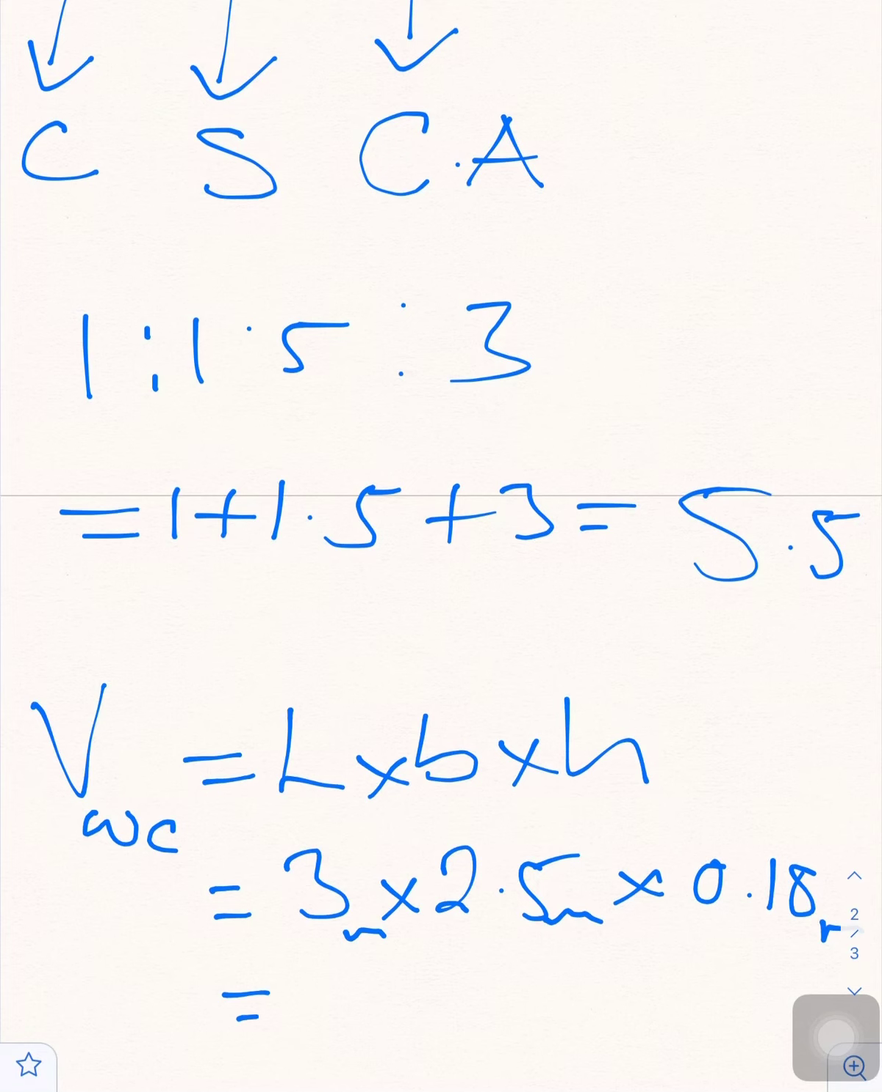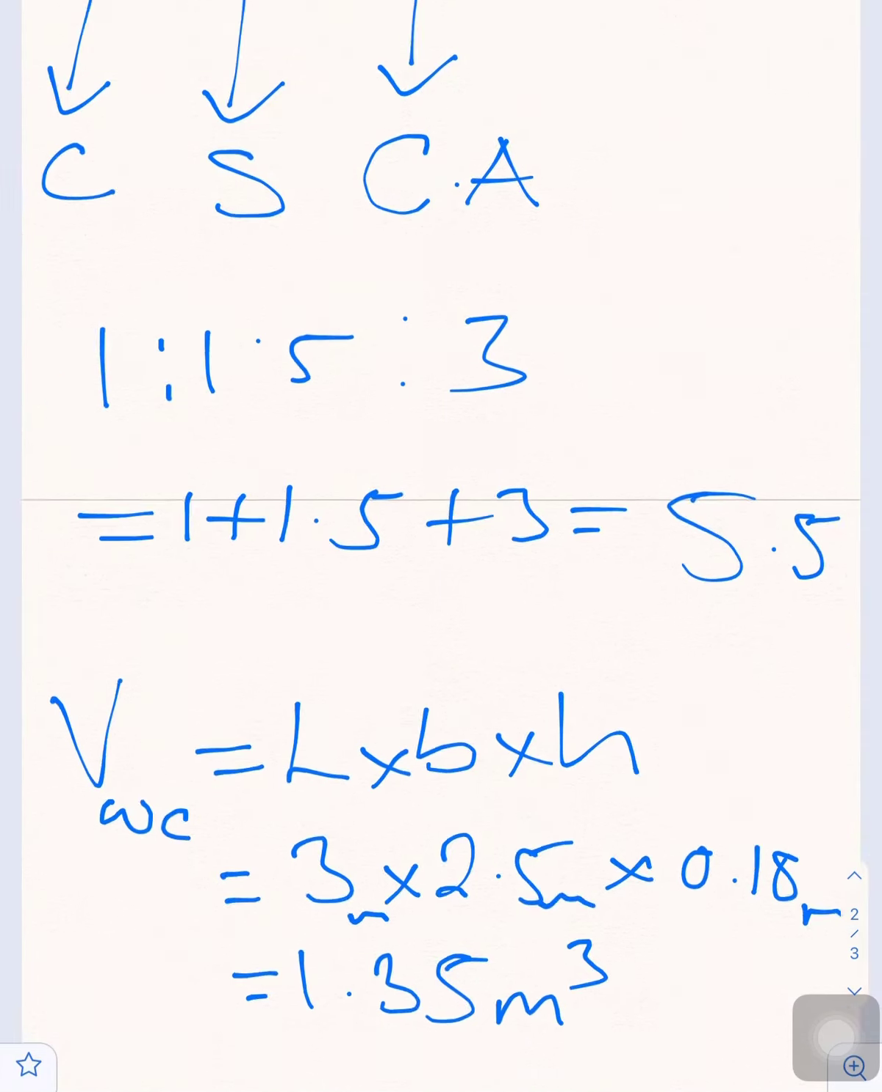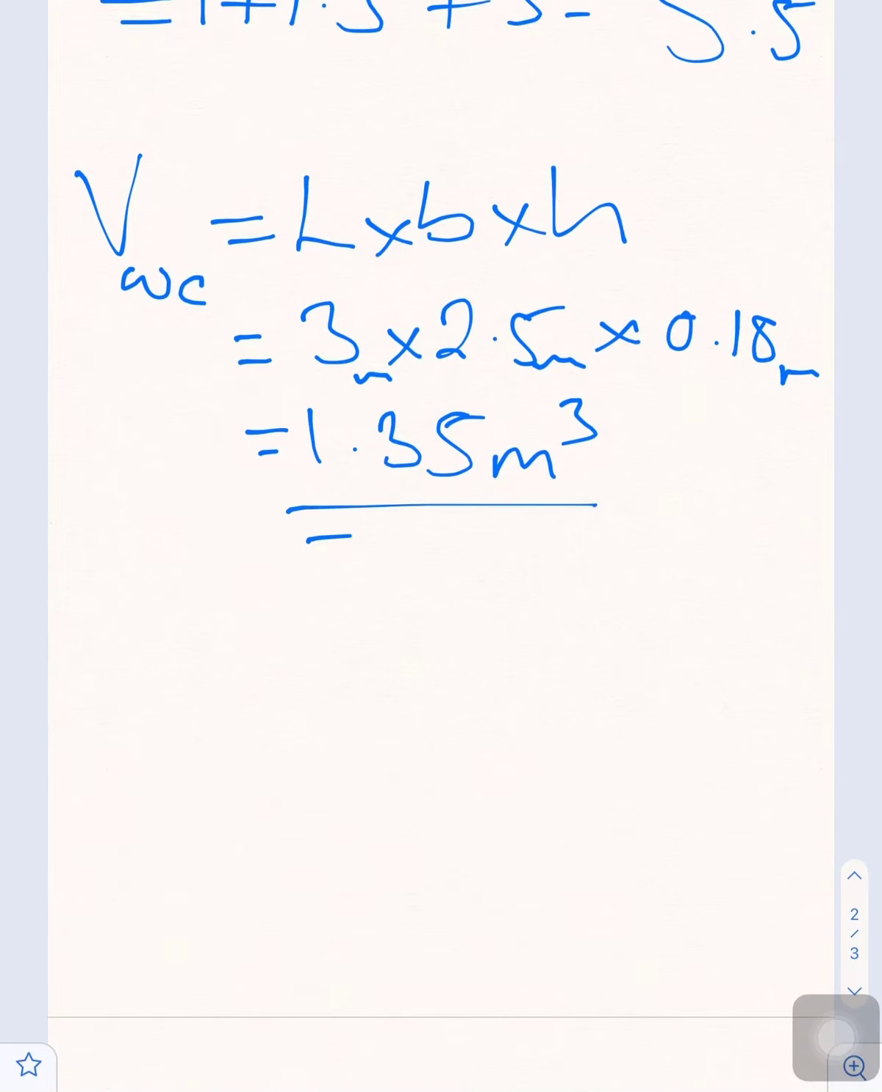When we multiply that, this is the volume of wet concrete. 3 by 2.5 by 0.18, we have our volume as 1.35 cubic meters. So 1.35 cubic meters is the volume of wet concrete. The concrete is not yet dried, it's still fresh. We've calculated its volume. Then we are also now going to calculate the volume of dry concrete.